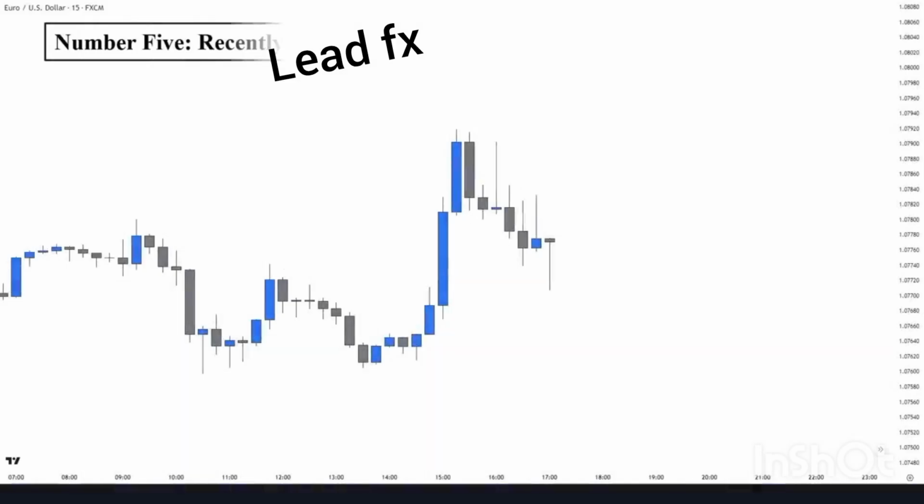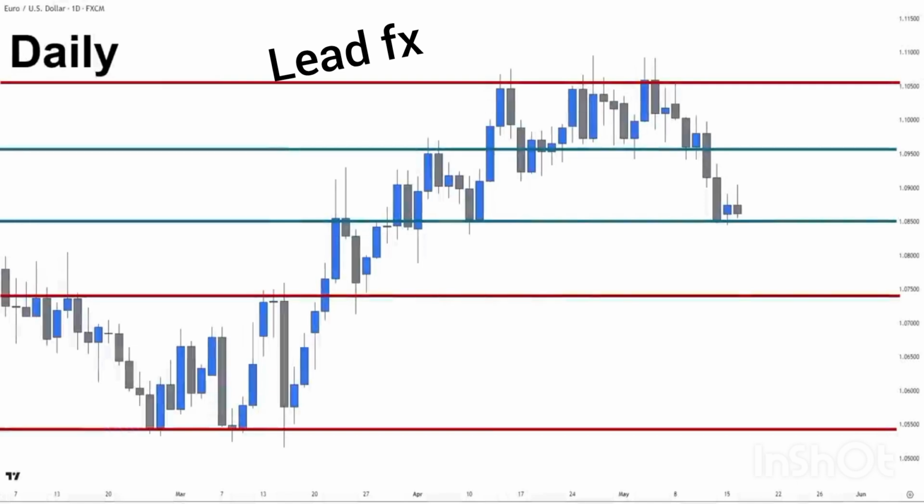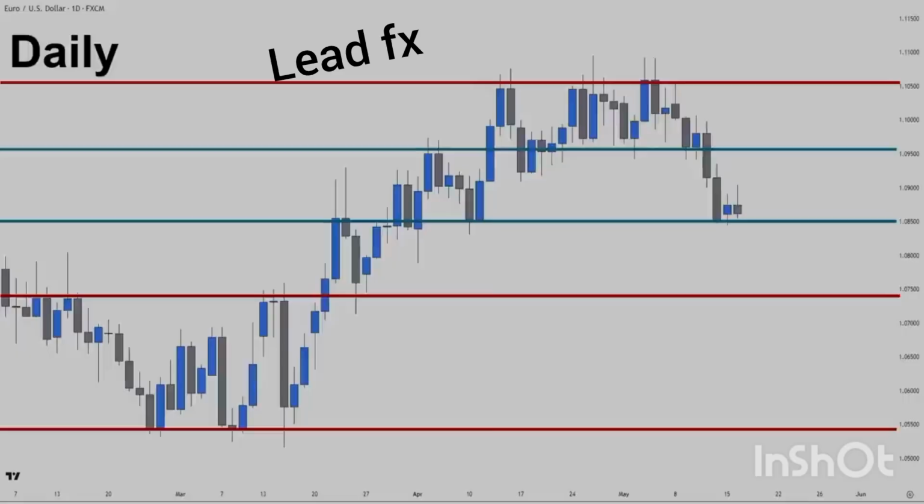Number 5. Recently respected or created levels. The recent levels in front of the price are always more effective since they are current and new, whether they are traditional support, resistance, or order blocks. Now, with all being said, let's zoom into the 4 hours time frame to continue our analysis, which is where the smart money concepts come in.